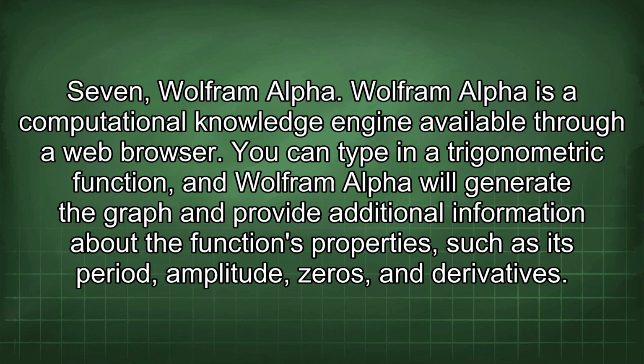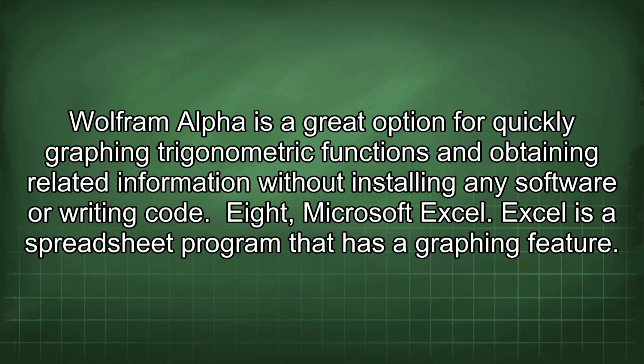7. Wolfram Alpha. Wolfram Alpha is a computational knowledge engine available through a web browser. You can type in a trigonometric function, and Wolfram Alpha will generate the graph and provide additional information about the function's properties, such as its period, amplitude, zeros, and derivatives. Wolfram Alpha is a great option for quickly graphing trigonometric functions and obtaining related information without installing any software or writing code.